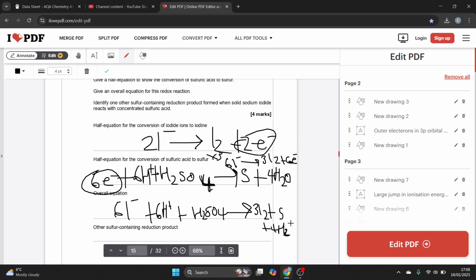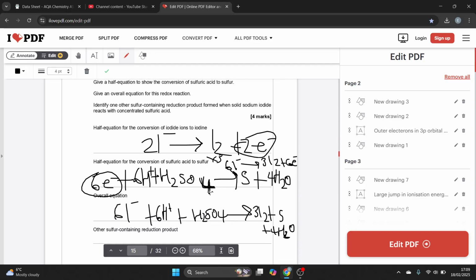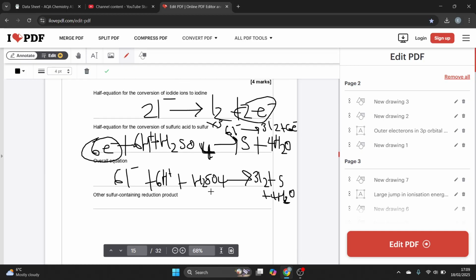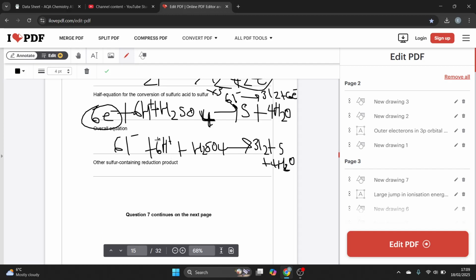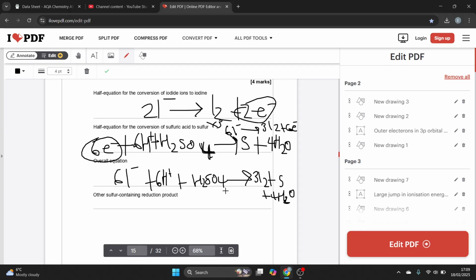And I think it was the last past paper I walked through, maybe the one before that, and it was like, yes, that's your final answer, but in reality it wasn't, because there's H pluses on both sides, or H2Os on both sides, so remember to make that further step of cancelling them out. But in this case, everything's perfectly fine. So 6I minus plus 6H plus plus H2SO4 to 3I2 plus sulfur plus 4H2O.